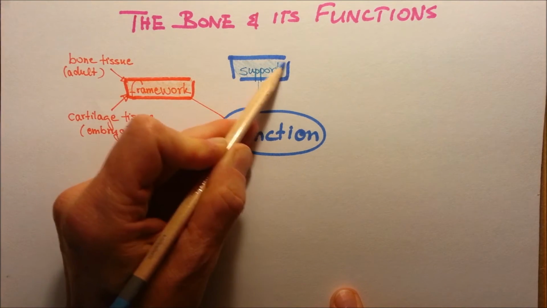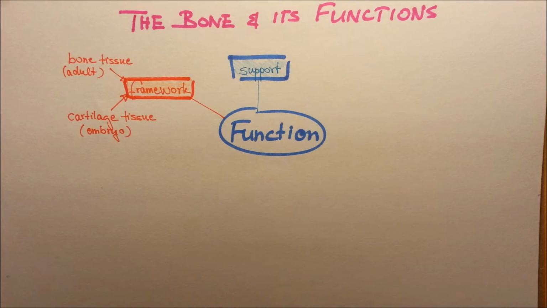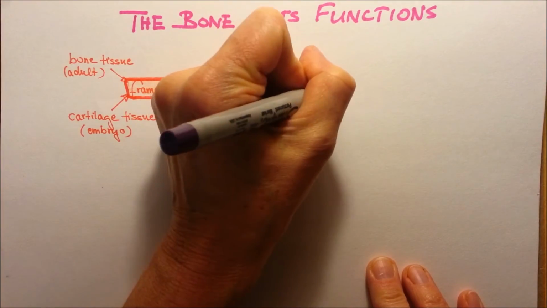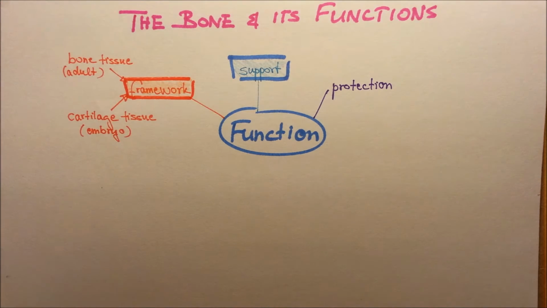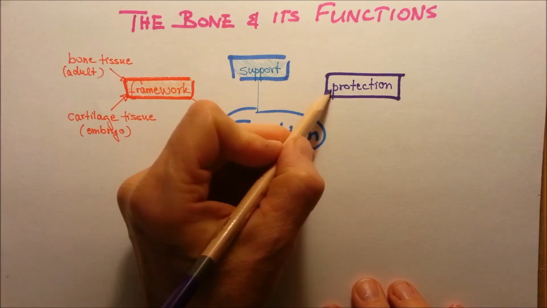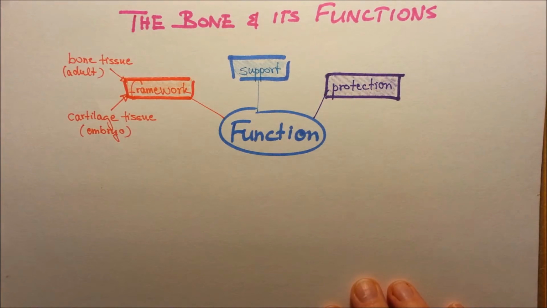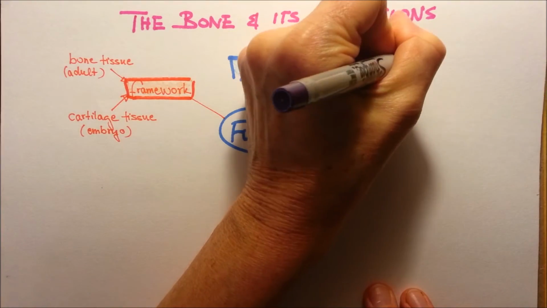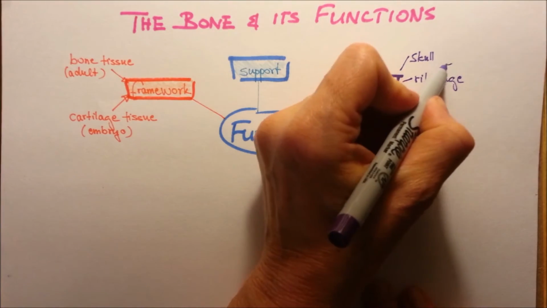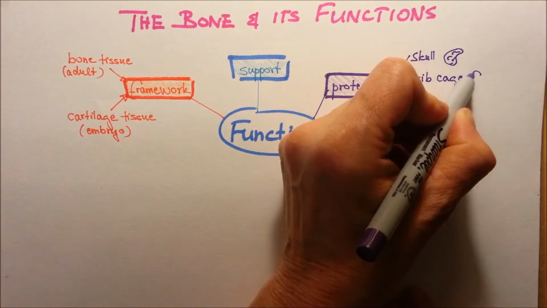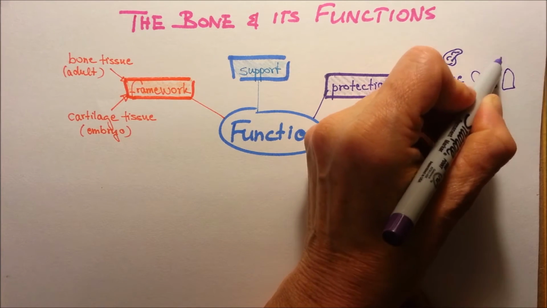The other function is the support. It supports the body and the different organs. It also has the function of protection, specifically the skull that really protects the brain, as well as the rib cage that protects the heart, as well as the lungs.